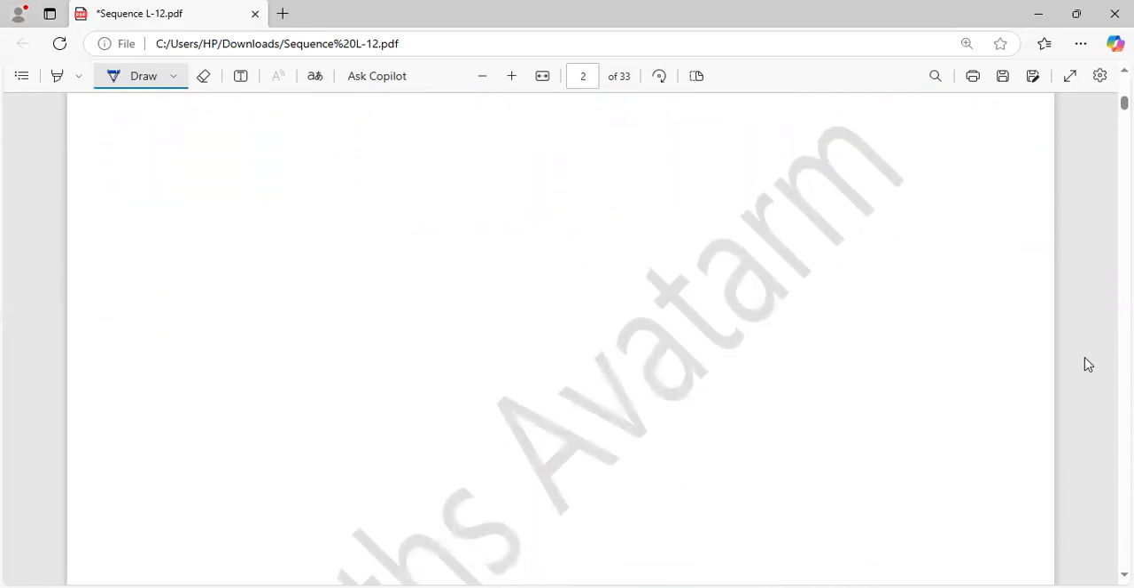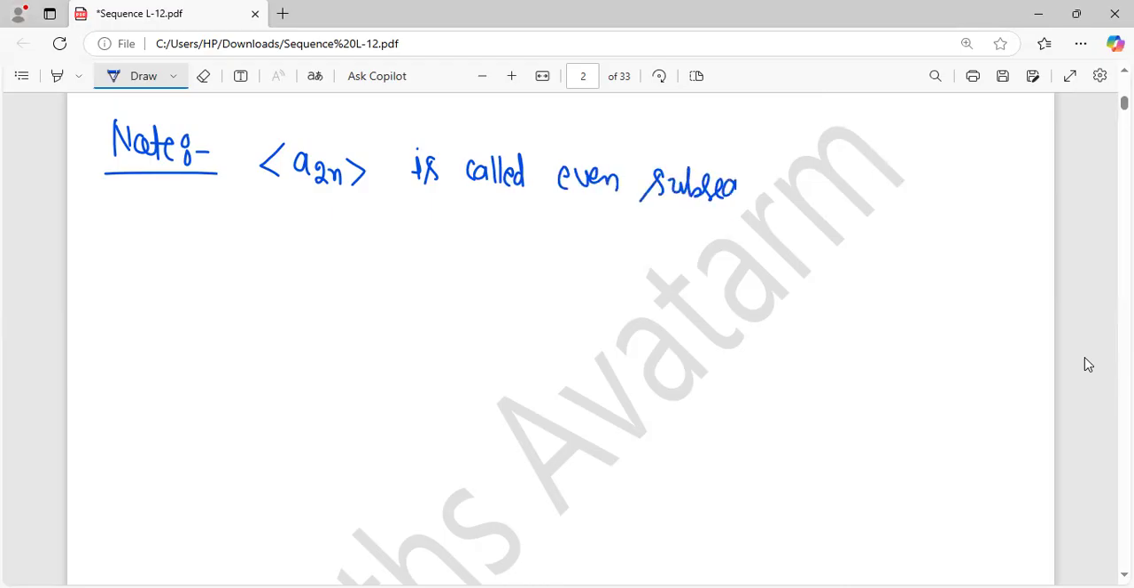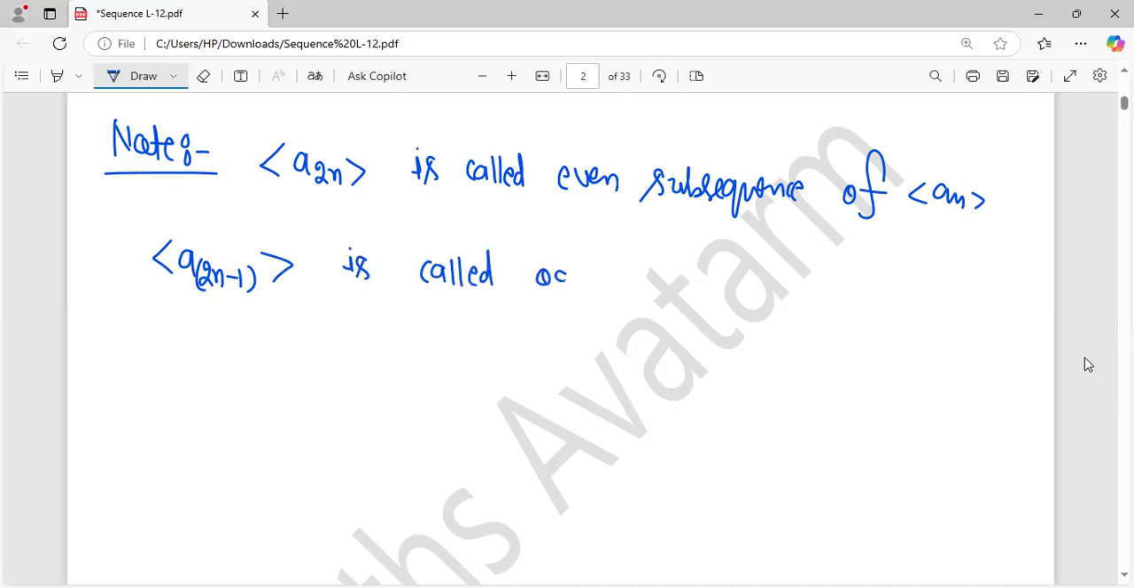Note that a_{2n} is called the even subsequence of a_n, because we are taking even terms only, and this is a strictly increasing sequence of natural numbers. Similarly, a_{2n-1} is called the odd subsequence of a_n. It will be clear by example.